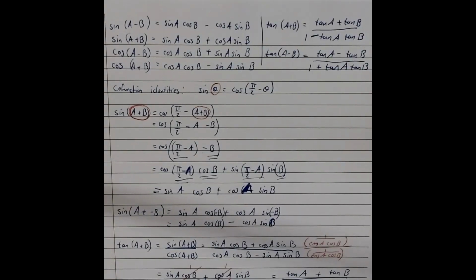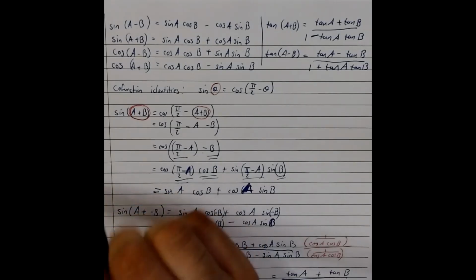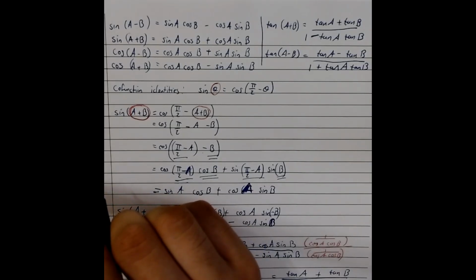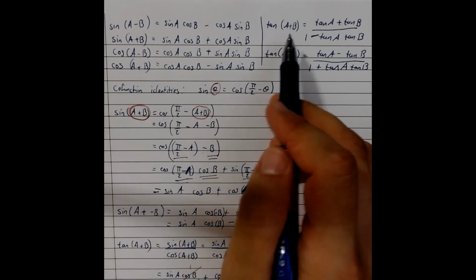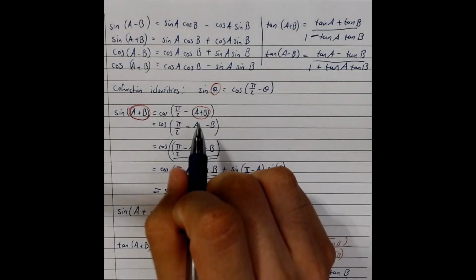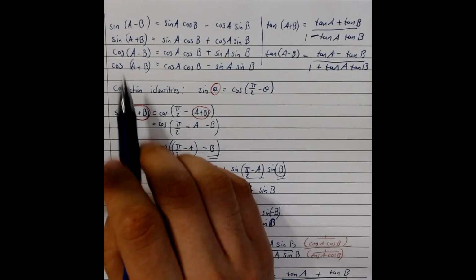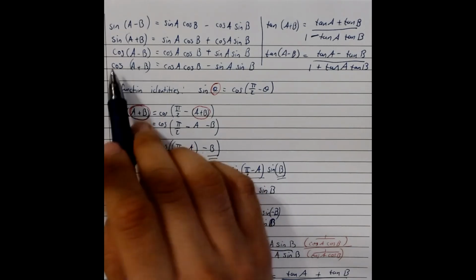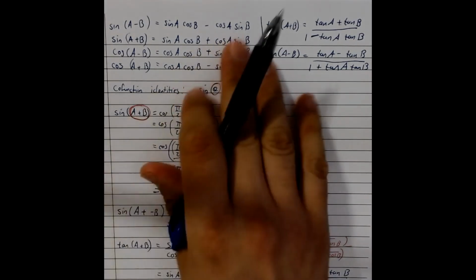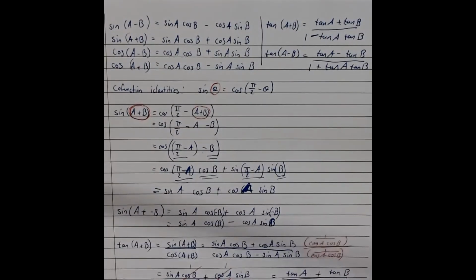You might ask, well, what about secant, cosecant, and cotangent? Well, those are just the reciprocals of these. So if you needed to find the cotangent of A plus B, just find the tangent of A plus B, and then take the reciprocal. You want to find the secant of A plus B? We'll find the cosine of A plus B, and then take its reciprocal. So the other three are simply the reciprocals of the ones that we have now.